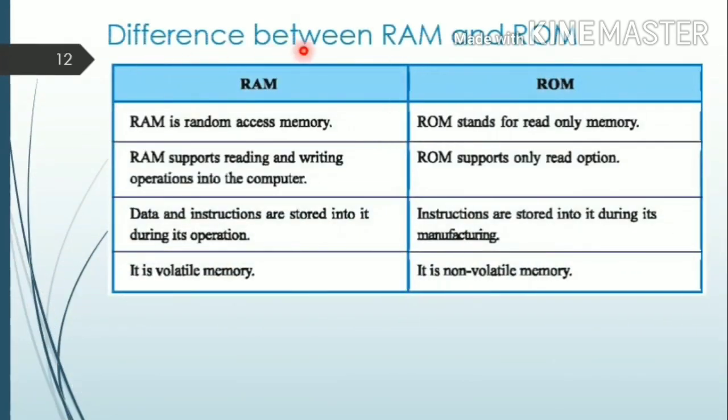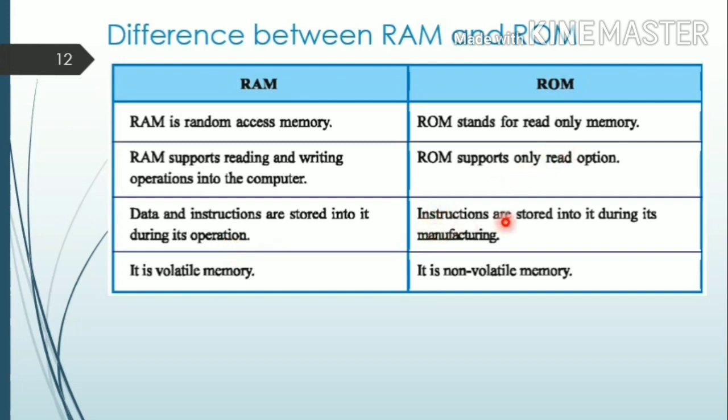Now here is some difference between RAM and ROM. Just check it out, both are primary memory. RAM is random access memory, ROM is read-only memory. RAM supports reading and writing operations of the computer, but ROM supports only read operations. Okay. Now, data and instructions are stored in it during its operation. Whenever you are using the device, that much data and instruction is stored. After switching off your device, the data will be wiped.